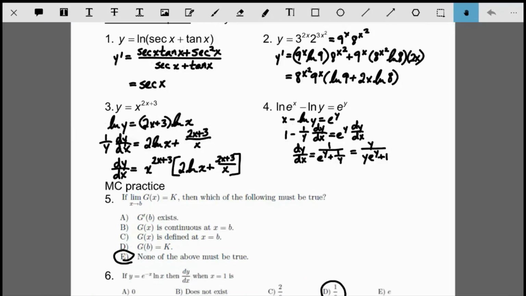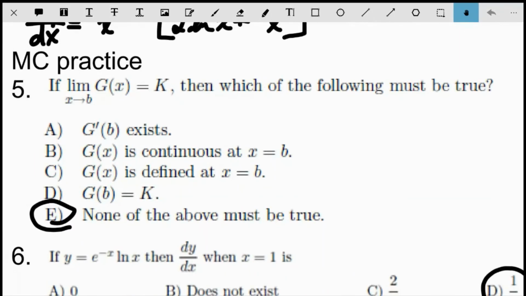Okay, and down here at the bottom, this was a little bit more conceptual. It says, if the limit as x approaches b of g of x is equal to k, then which of the following must be true? Okay, so it says the limit of the function exists. That doesn't tell me anything about the derivative. It doesn't tell me whether or not the function is continuous, because I'd have to know, is the function value equal to the limit value?